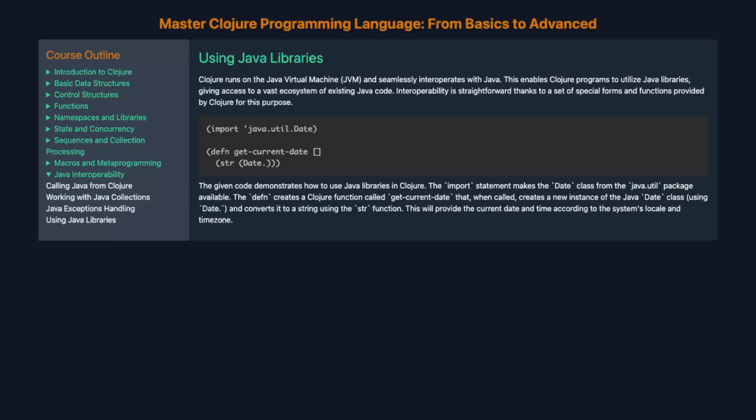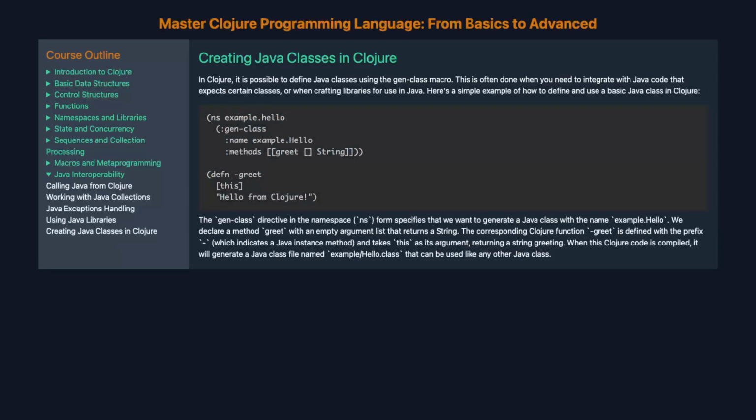The import statement makes the Date class from the java.util package available. The defn creates a Clojure function called getCurrentDate that, when called, creates a new instance of the Java Date class using Date., and converts it to a string using the str function. This will provide the current date and time according to the system's locale and time zone. Creating Java classes in Clojure.